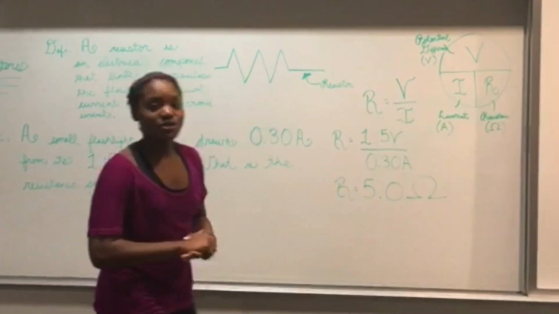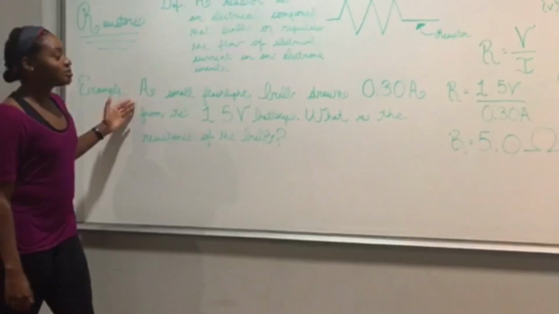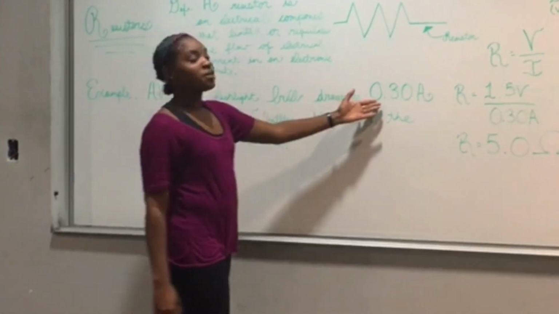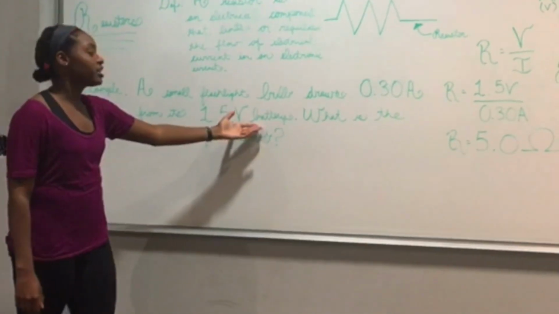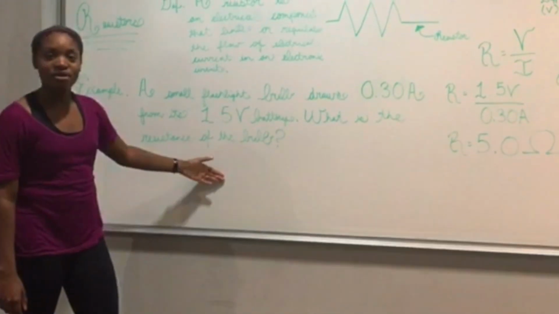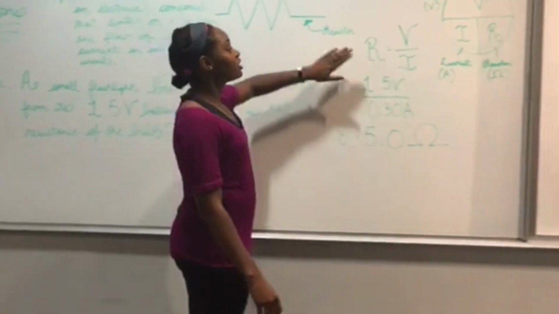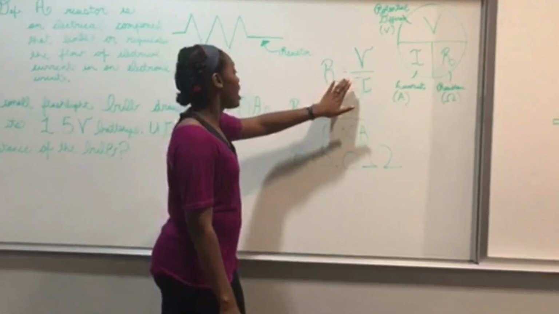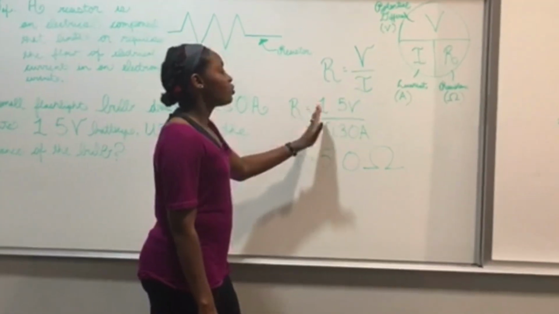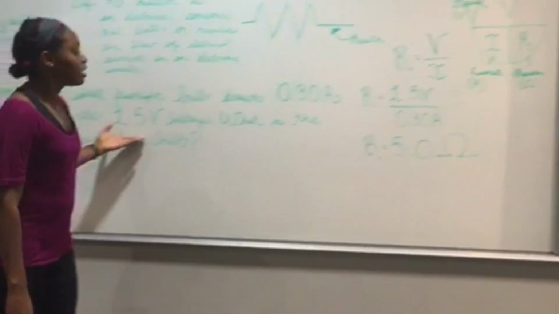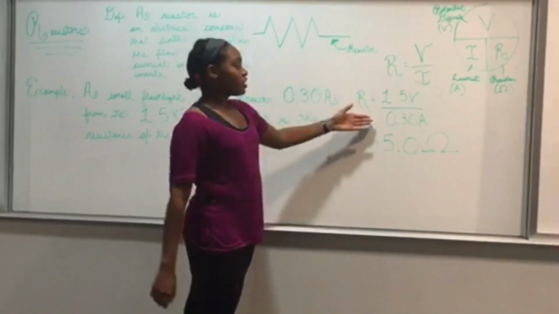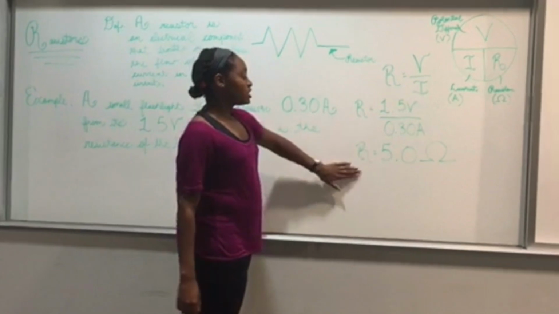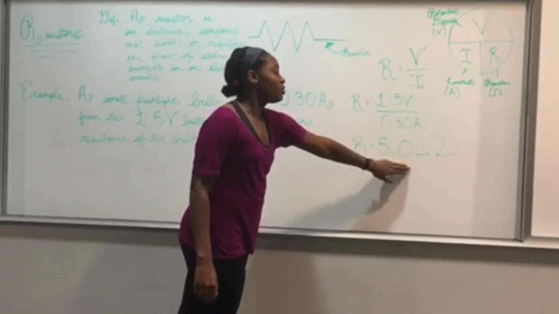At this time I will show you an example. A small flashlight bulb draws 0.30 amps from its 1.5 volt battery. What is the resistance of the bulb? Using the circular equation R equals V over I, V would be 1.5 volts given in the question, and 0.30 amps would be the current given in the question. The resistance would be 5.0 ohms.